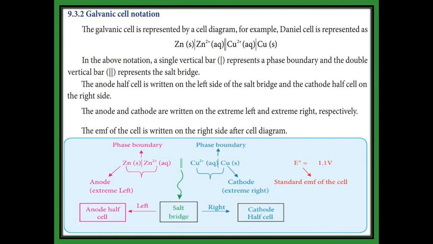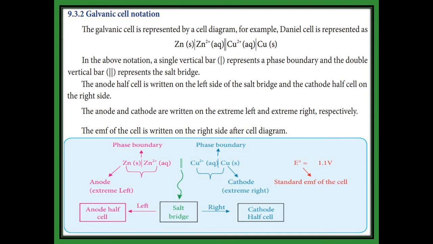Now the anode compartment is written on the left side, and the cathode compartment is written on the right side. You see the blue color below that: anode of cell is left side, cathode of cell is right side. And how can you separate this? With the help of a salt bridge. How can you indicate the salt bridge? Double vertical bar. And then the electrode and the electrolyte are separated by a vertical line, that is called the phase boundary. And then the standard EMF of this cell is written on the right hand side only, never written on the left hand side.